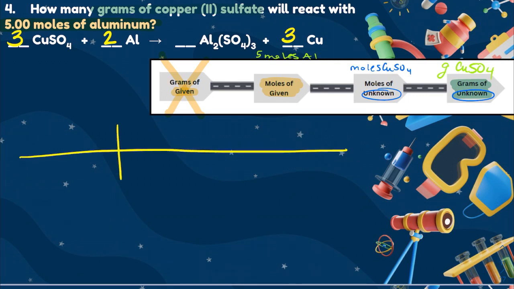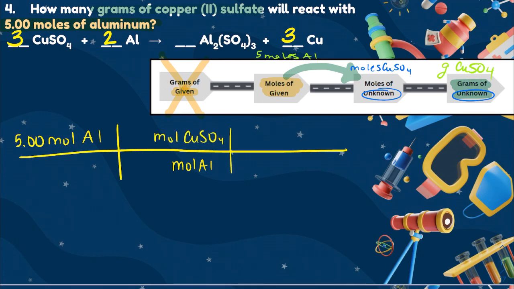I'm going to start with my given, which is 5 moles of aluminum. I know that I have to bring that unit down diagonal, moles of aluminum, and then I'm going to think through what comes next. Well, moles of given, we go to moles of our unknown. So next up is going to be moles of the copper sulfate. Come back for the numbers later. I bring that down diagonal because I know I'm not done, moles of copper sulfate. And next in my molar roadmap, I'm going to grams of the unknown. That's going to be grams of copper sulfate.